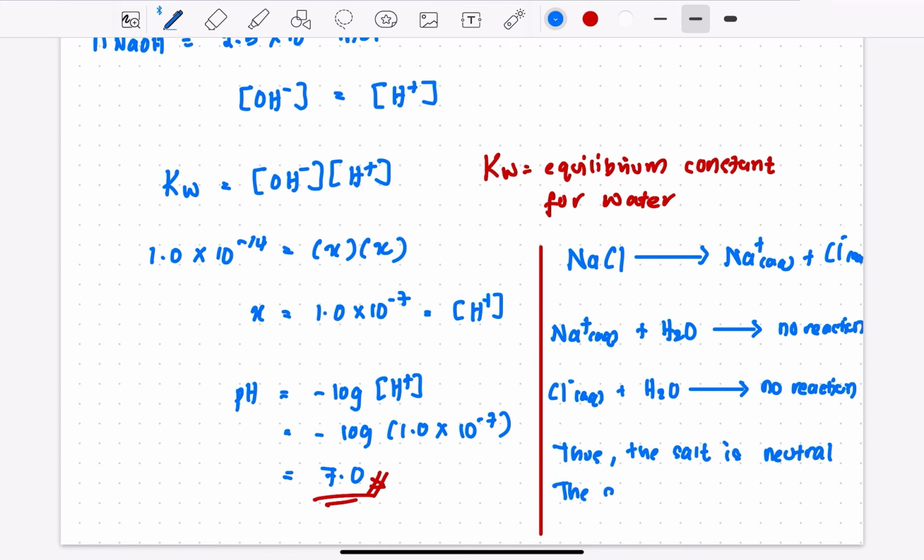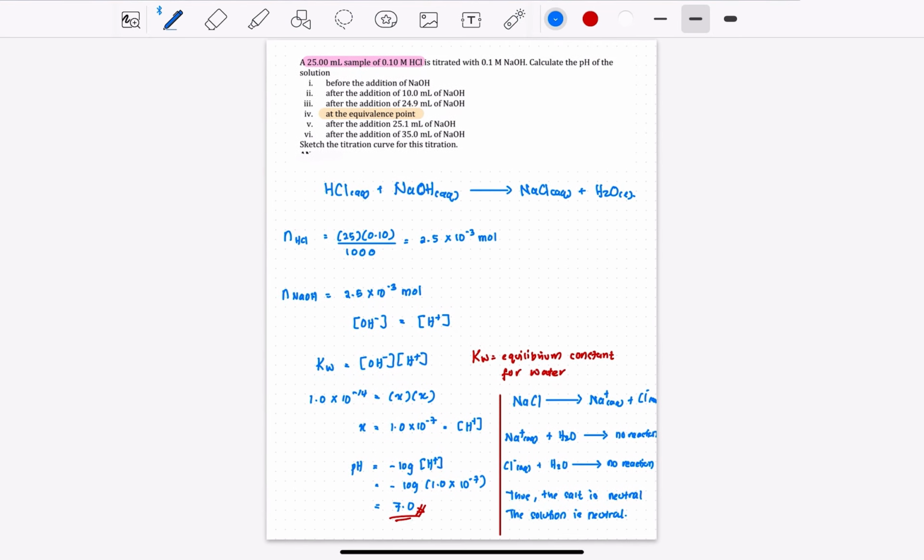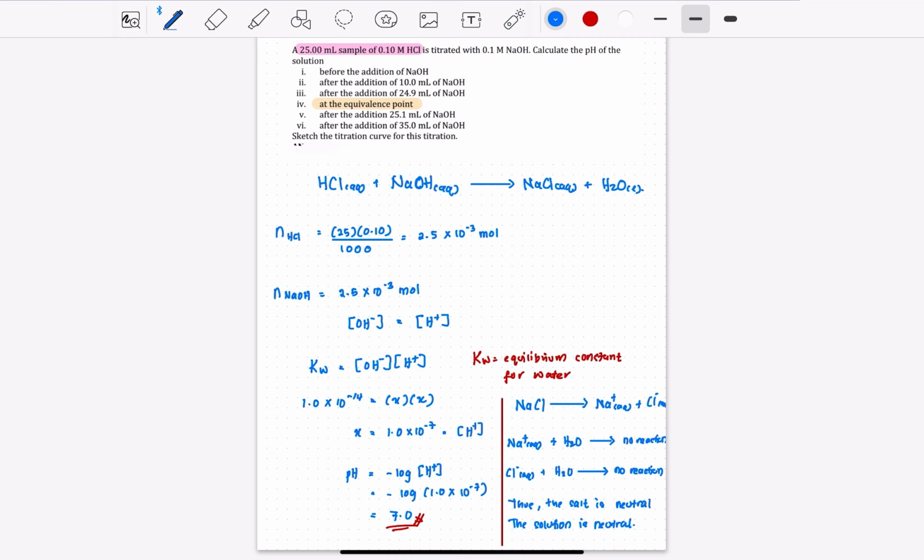The solution is neutral. Okay, so this is how we are going to answer any questions related to the equivalence point.